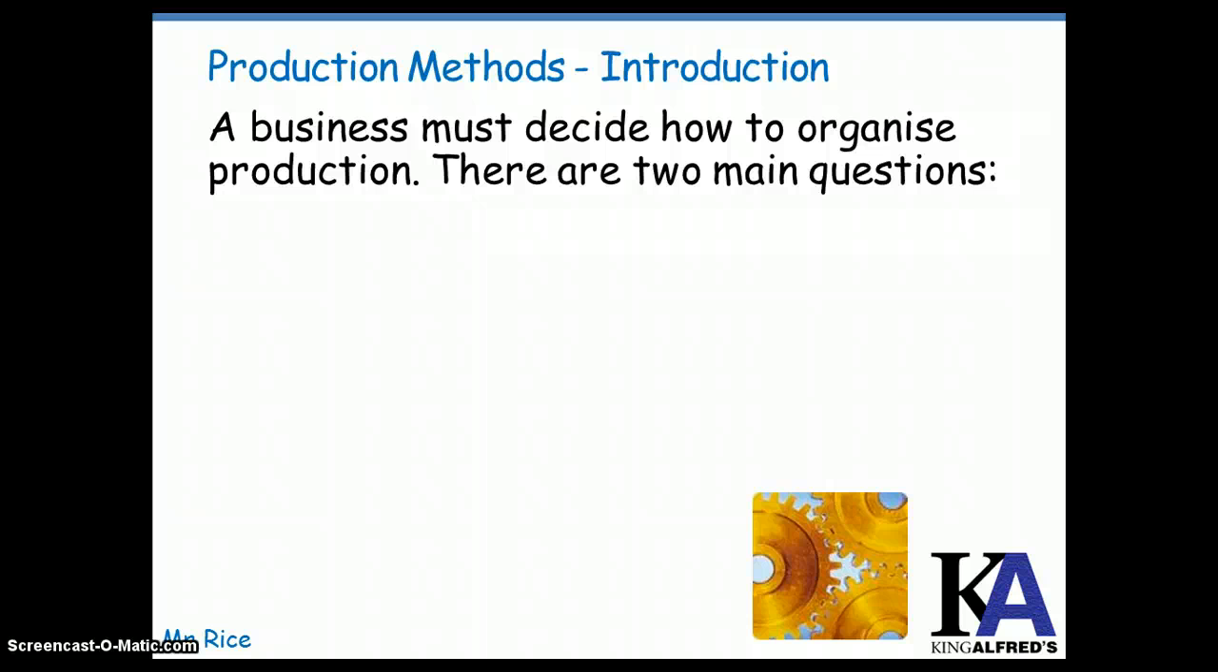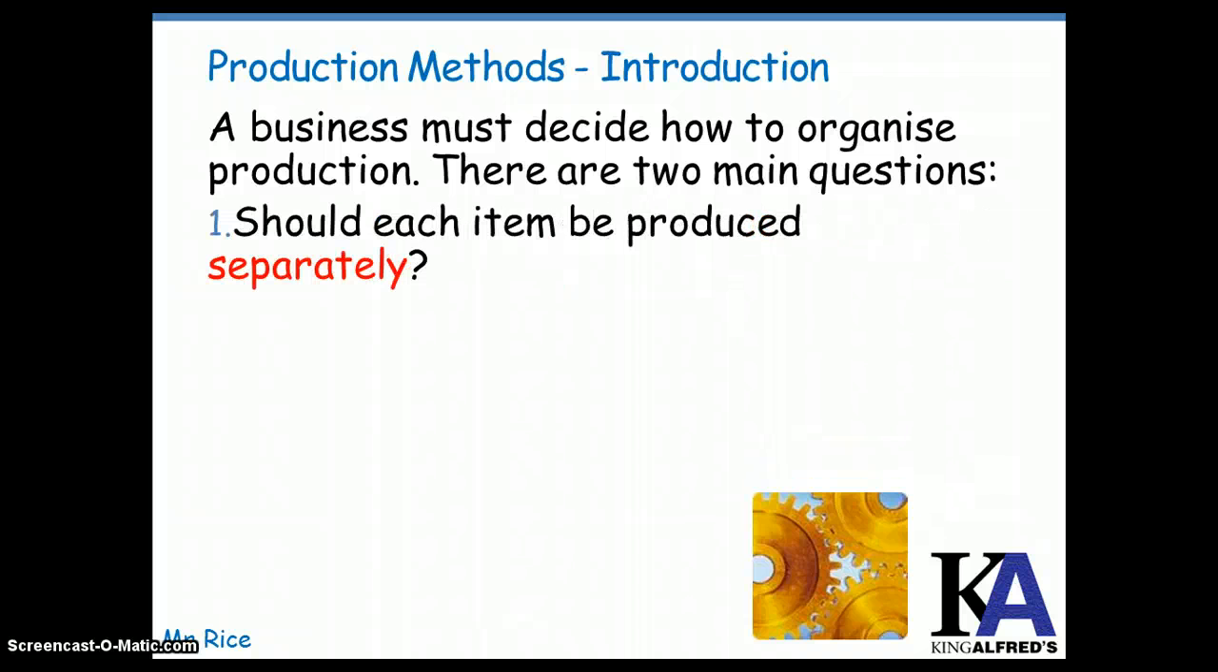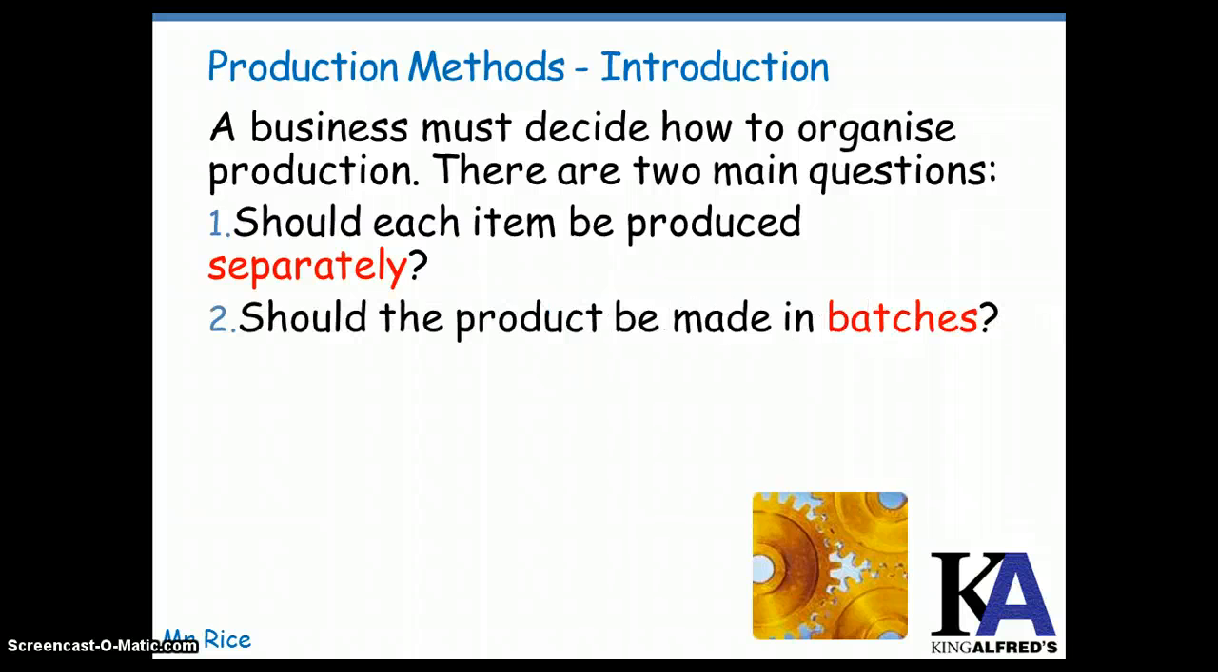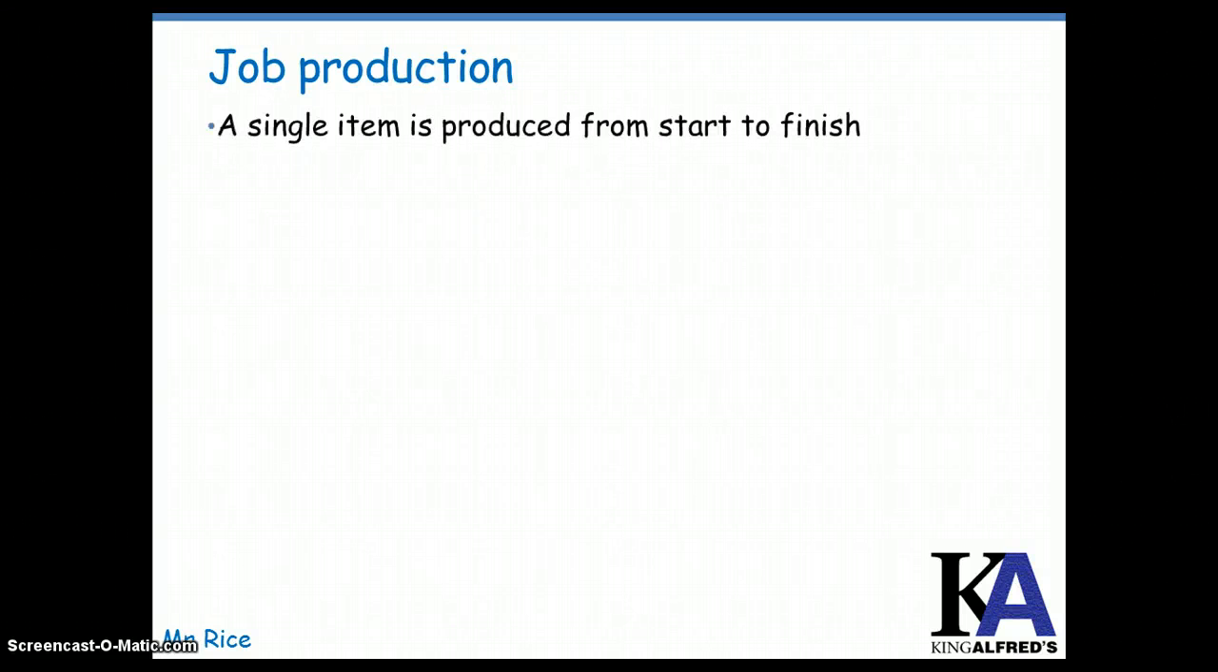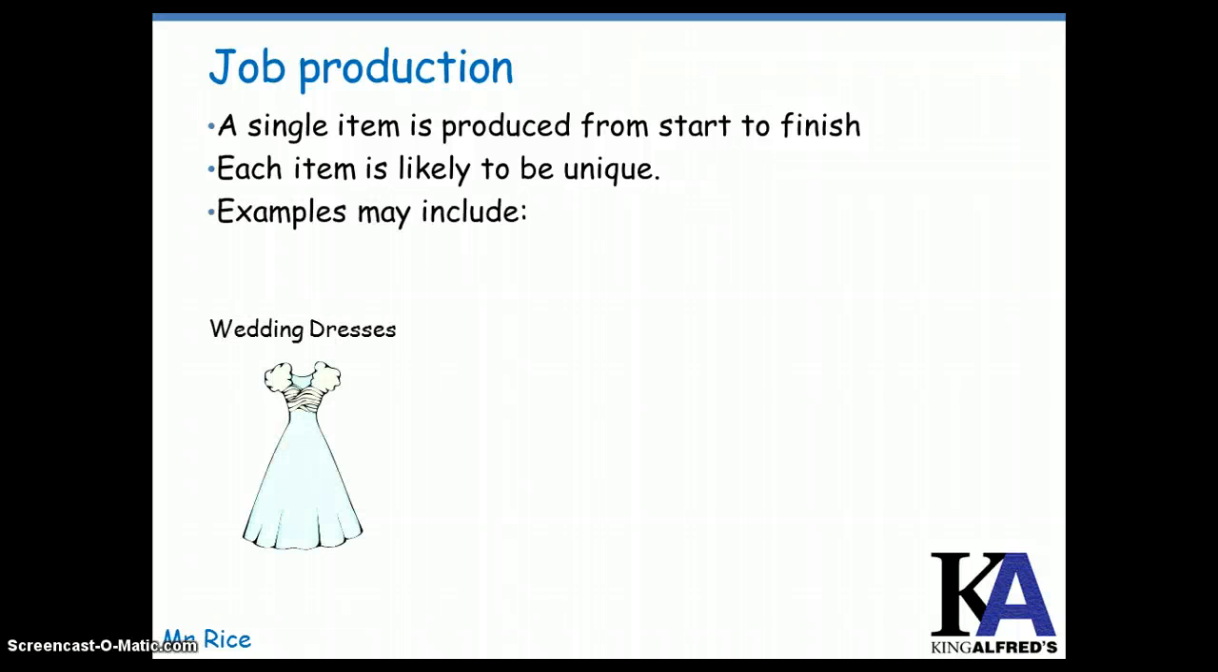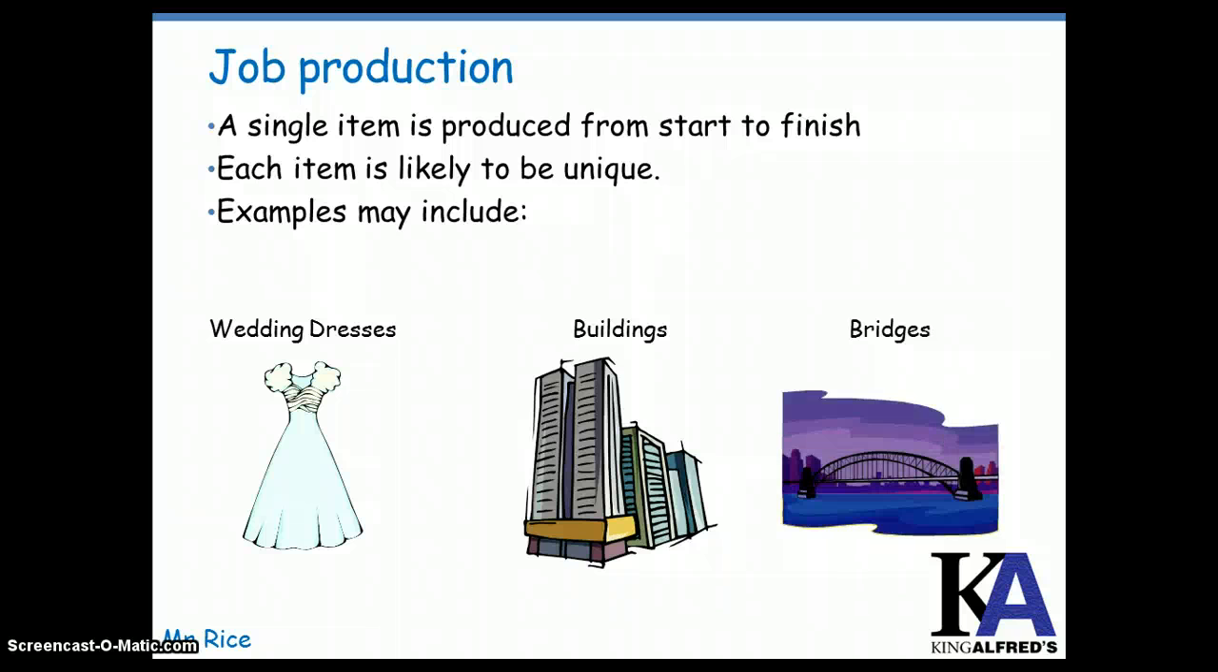So a business must ask itself two questions when it decides to start producing products. First one, should each item be produced separately? Or should the product be made in batches? If it feels it should be produced separately, it will use job production. So job production is when an item is produced by itself from start to finish. These items are usually unique, such as wedding dresses, specialized buildings and bridges.